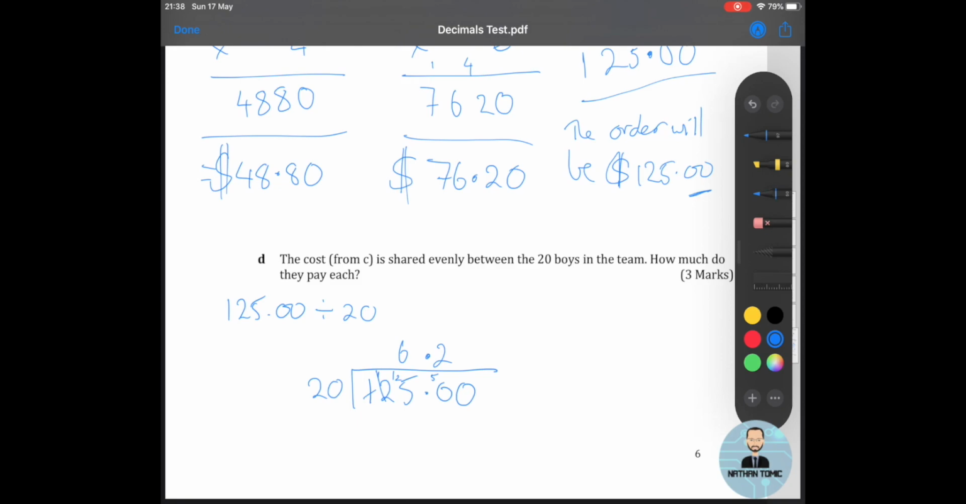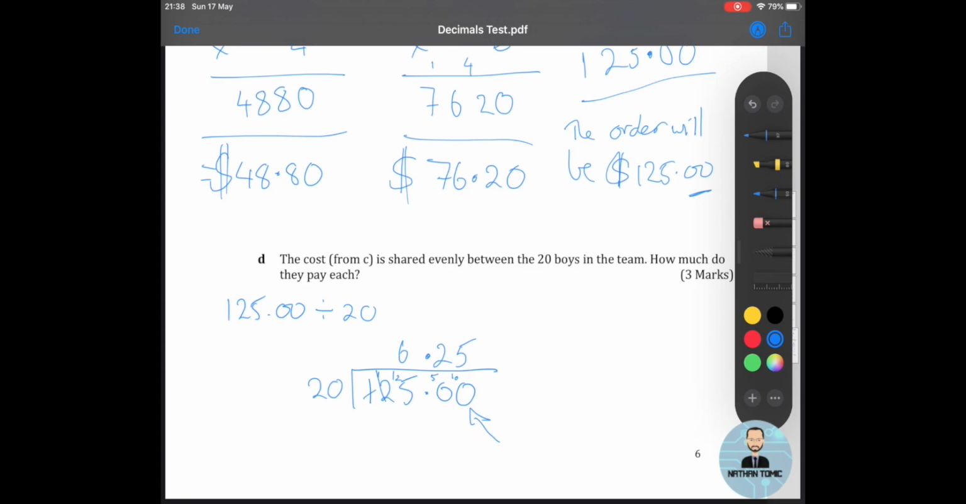Now, this is the tricky part. It's not a 1, it is a 10. So if I write 10 here, I've really now got the number 100 in this last column. So 20 into 100 will go 5 times. Okay, so for each boy on this team, if the total order is 125 and they split it evenly, which is what we've assumed here, they'll each pay $6.25 for their meal.